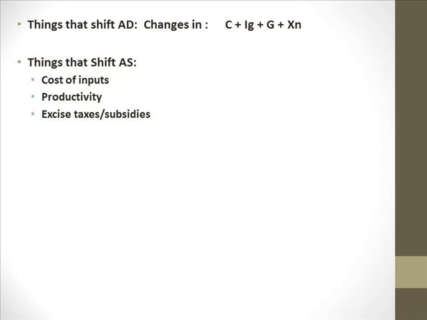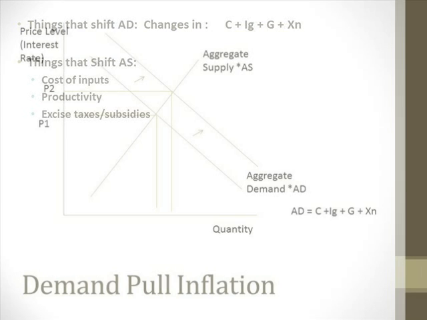What shifts supply? Number four, the three biggies, cost of inputs or resource prices. That would include wages, natural resources, productivity, and then excise taxes and subsidies. Hopefully you know with productivity, the more productive resources are, the more there is going to be supplied.